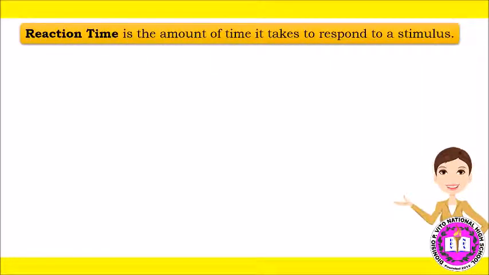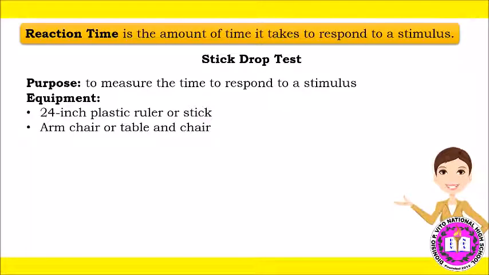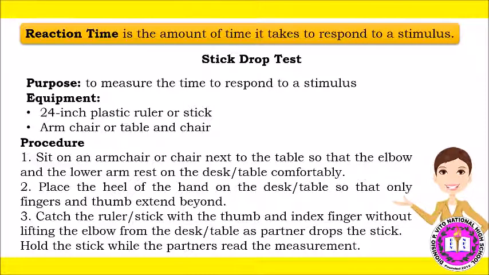Reaction time is the amount of time it takes to respond to a stimulus. Stick drop test. Purpose: to measure the time to respond to a stimulus. Equipment: 24-inch plastic ruler or stick, armchair or table and chair. Procedure: first, sit on an armchair or chair next to the table so that the elbow and the lower arm rest on the desk or table comfortably.